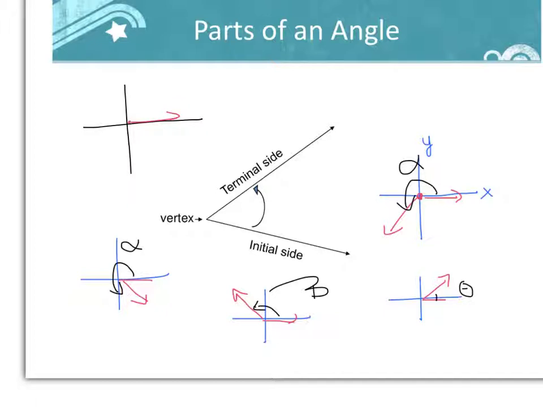If the initial side and the terminal side, let's say that that's where that angle extends to, lies exactly on the x or the y-axis, we call that a quadrantal angle. So it's not in a specific quadrant, it's on an axis.